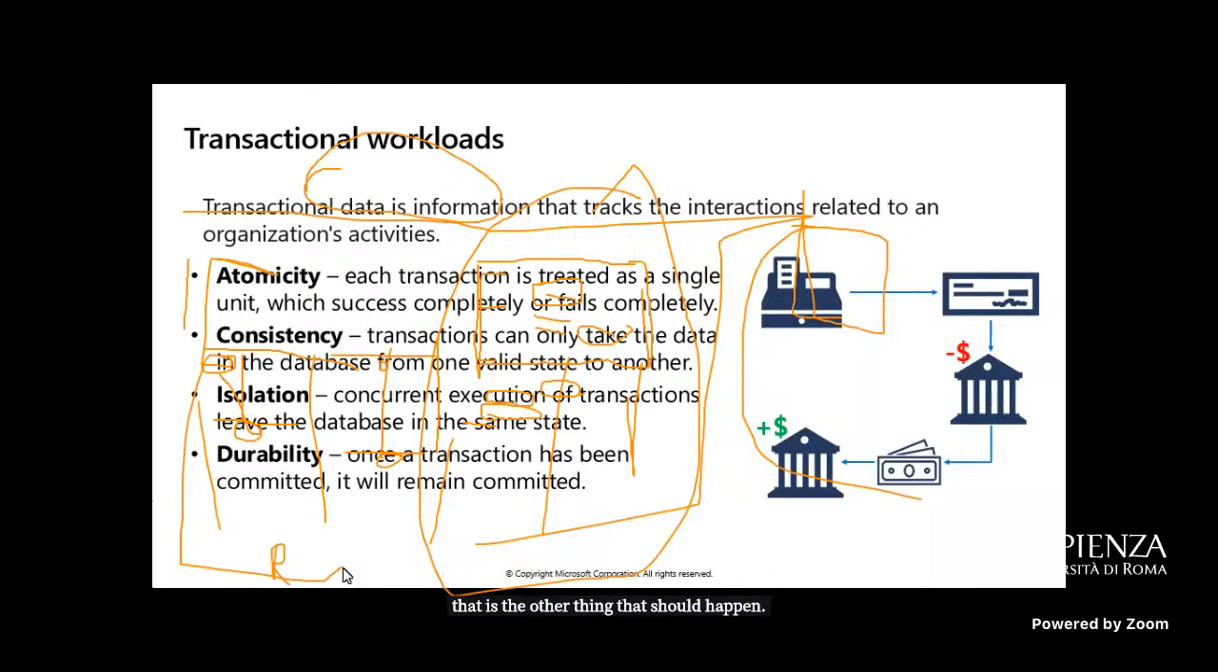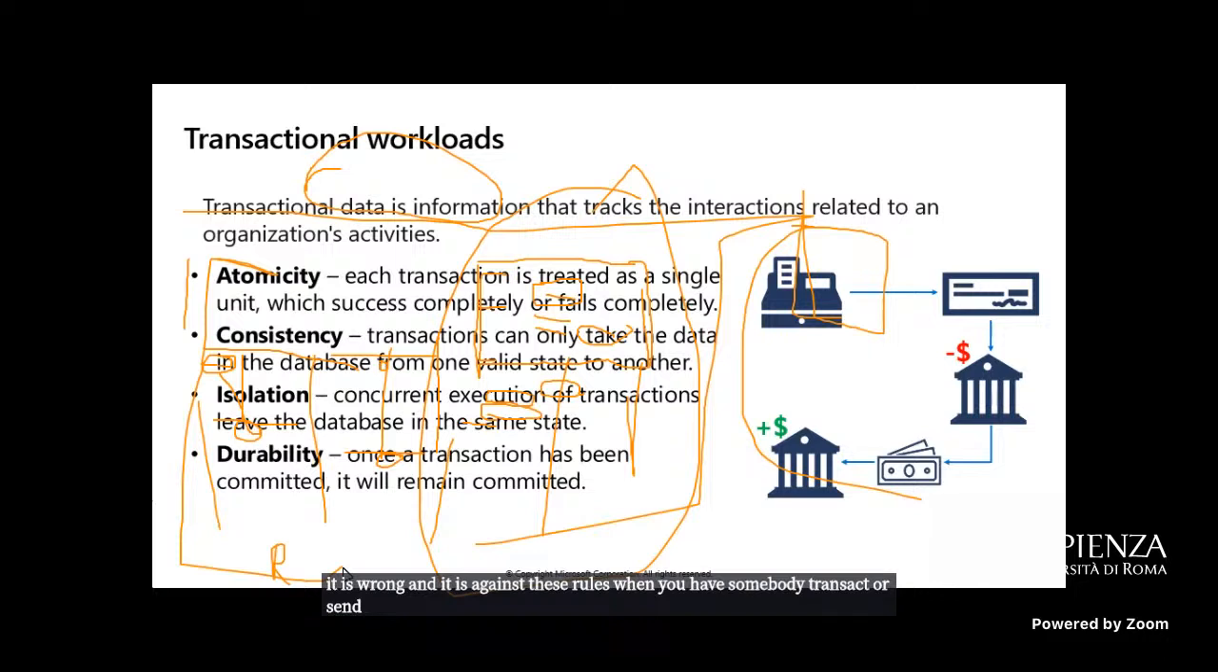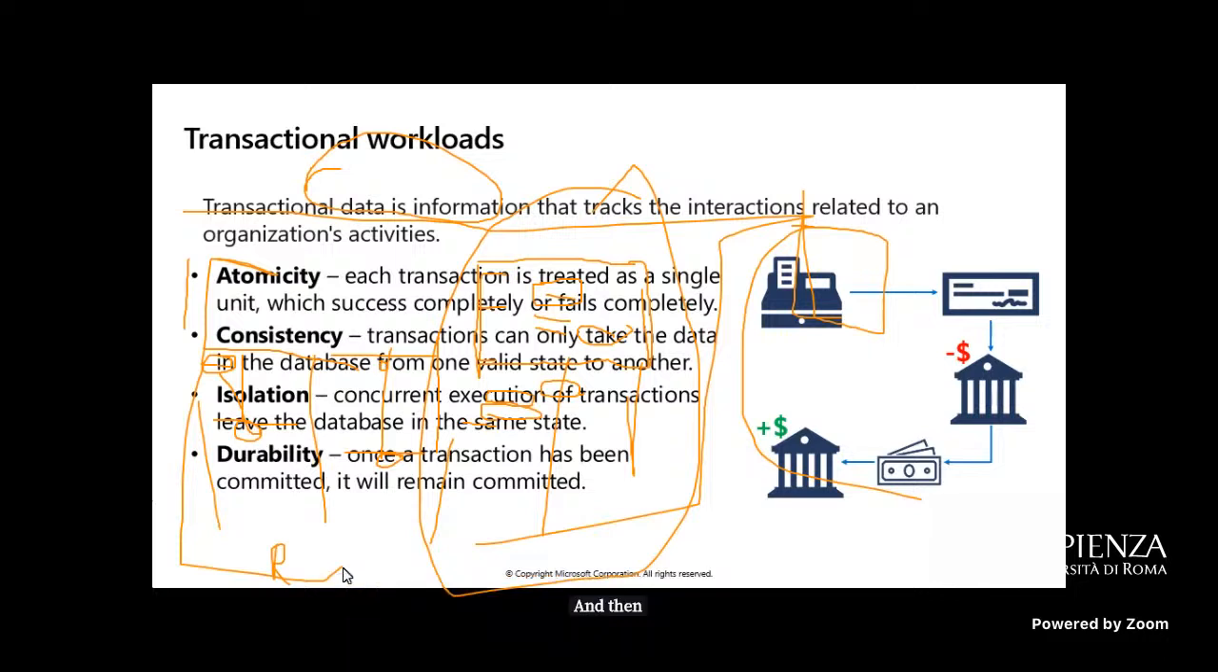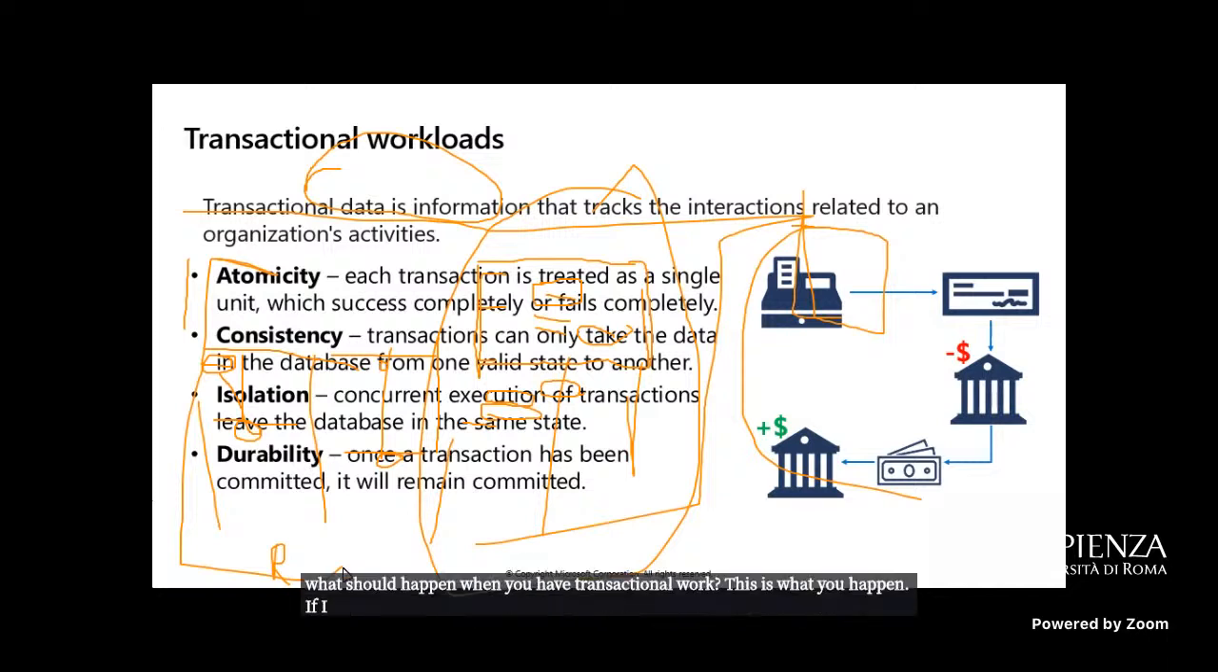It is wrong and against these rules when someone sends money to someone, the person is debited, the person that is supposed to be credited does not see the money, and the money disappears, grows wings and flies. That is not what should happen in a transactional workload. This is what should happen: if I'm doing a transaction, I'm transferring money from myself to you.